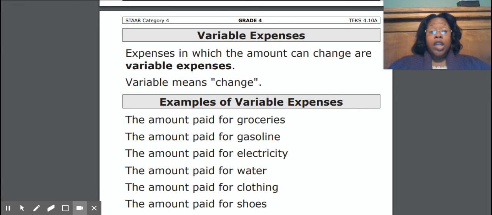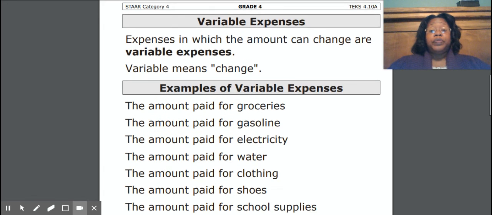So to understand electricity and water, those things will change depending on how much of the energy or the water you use. The amount paid for clothing. Well, you could go and find something that's on sale versus something that is expensive. The amount paid for shoes. Sometimes you spend a lot on shoes, sometimes you don't.